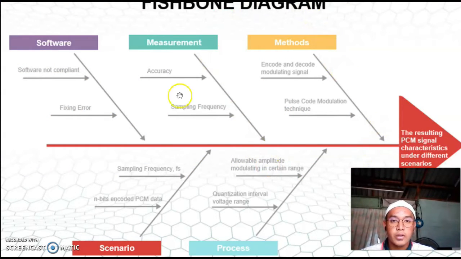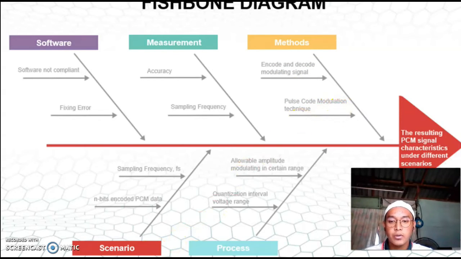For the fishbone diagram, we have five categories: software, measurement, method, scenario, and process. For the software, the causes are software not compliant and fixing errors. For the measurement, it is accuracy, sampling, and frequency. For the method, encode and decode the modulating signal, and the pulse code modulation technique.